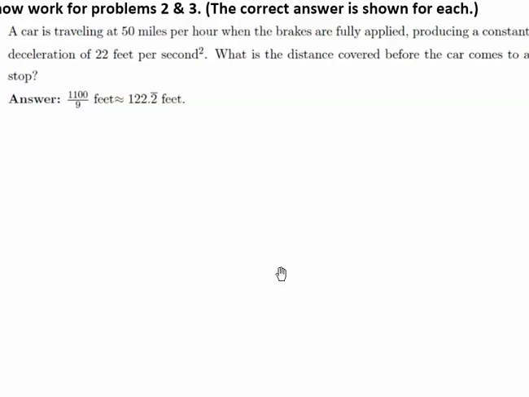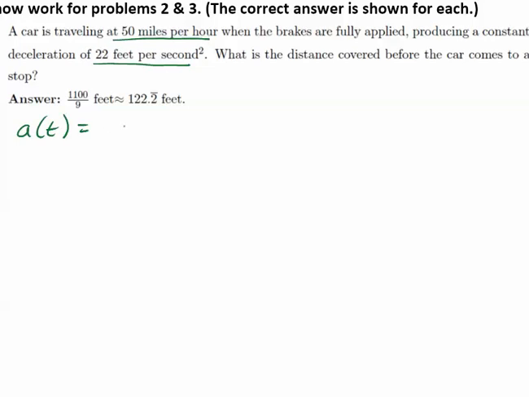All right, so let's think what we're given here. A car is traveling at 50 miles per hour, so we're given a velocity, and it applies the brakes, producing a constant deceleration of 22 feet per second squared. So we're also given an acceleration rate. What is the distance covered before the car comes to a stop? All right, well, give it a try here.